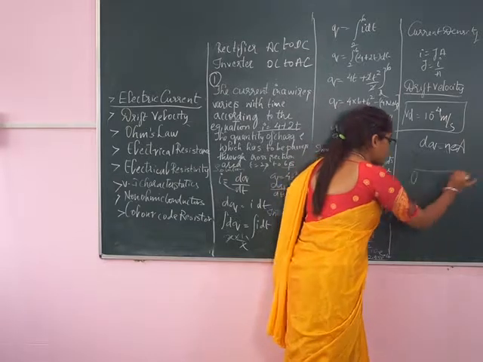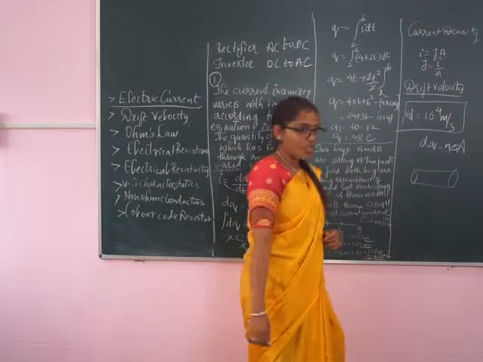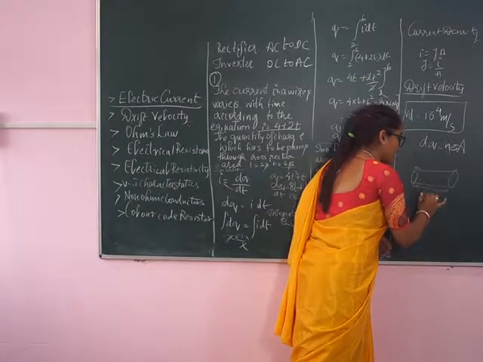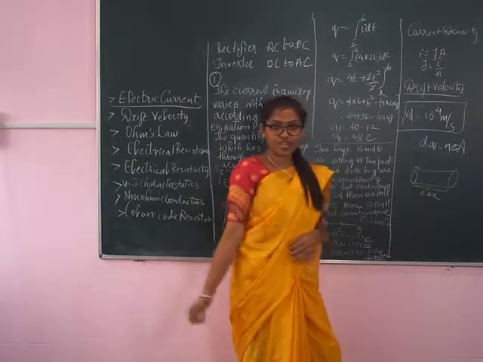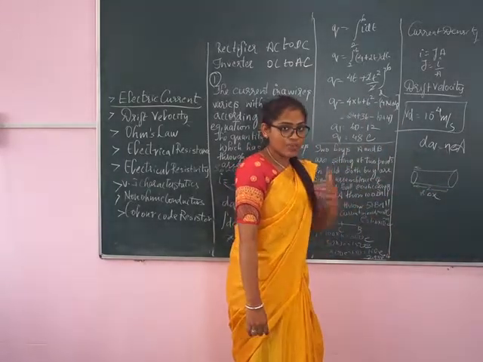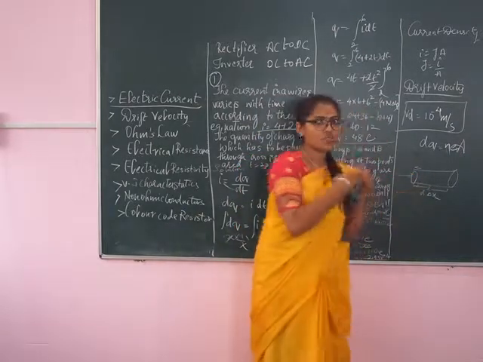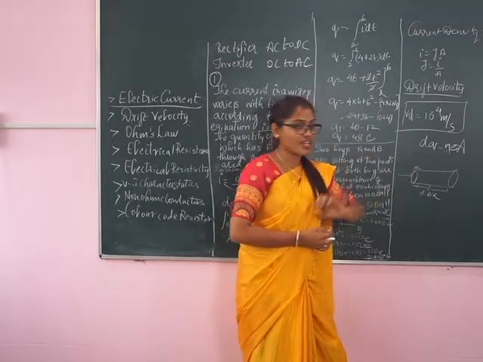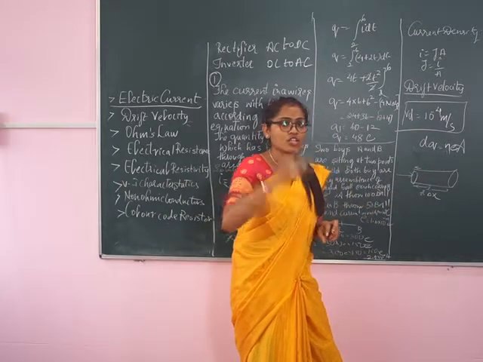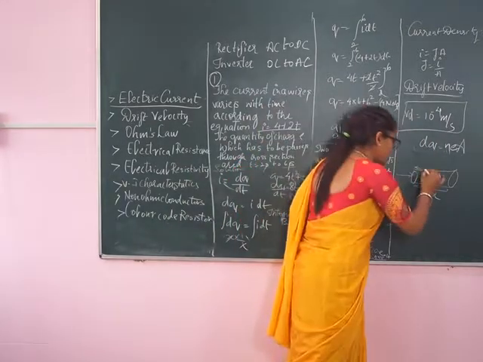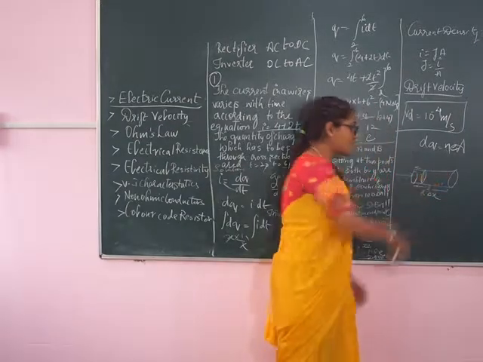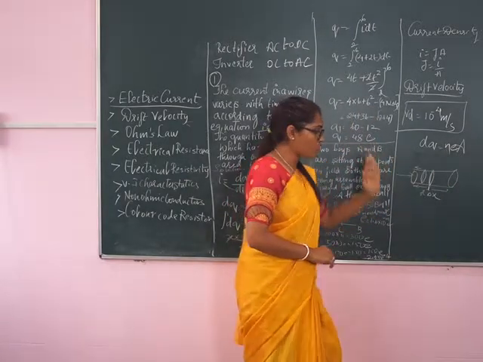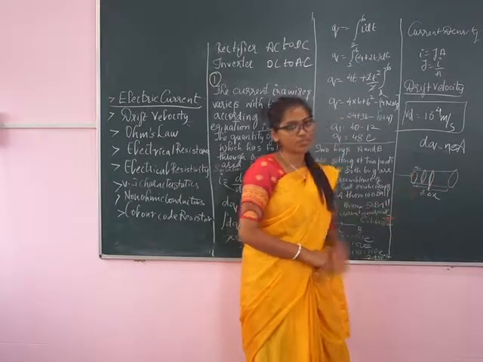Now we will consider a conductor. This is a conductor with a particular length, which I can write as delta x. Suppose dq charges are flowing through the cross-sectional area in time dt. If you consider this direction, all the charges in this cross-section move at the same time, going uniformly.